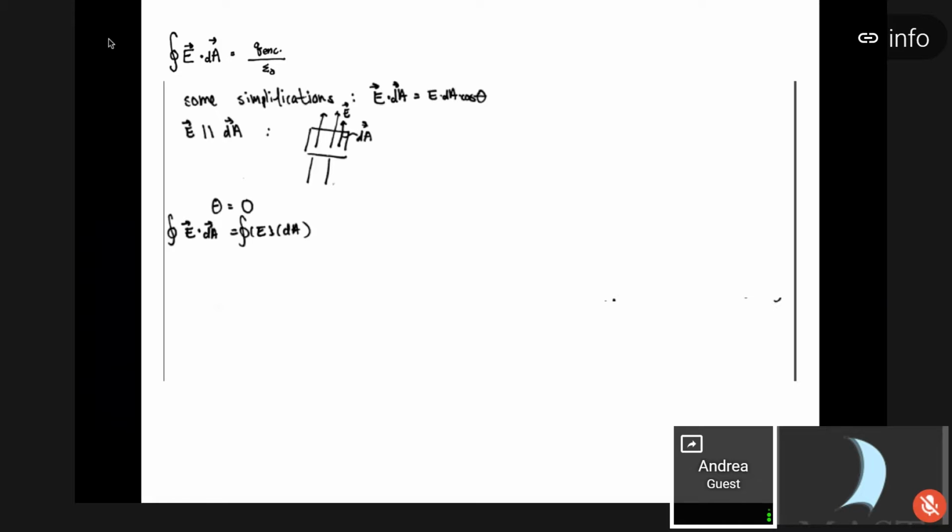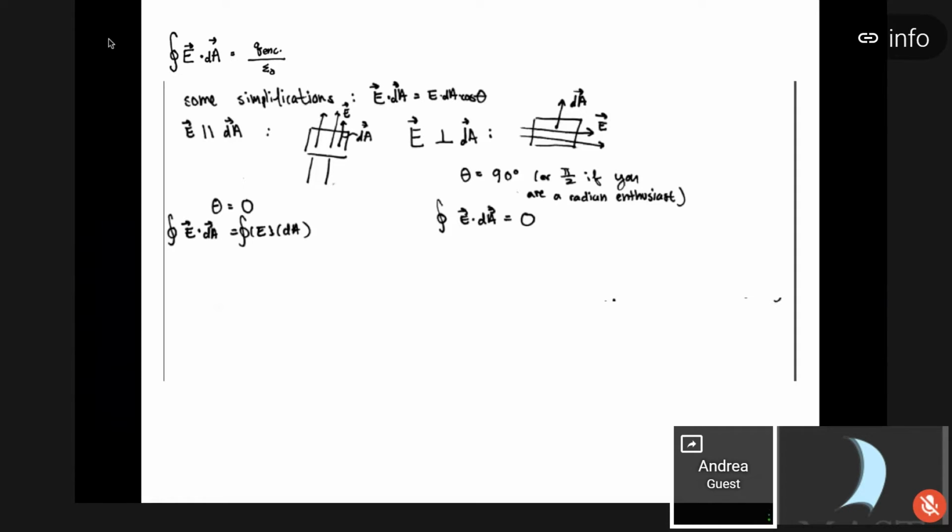The second example is even simpler. This is the case where E is perpendicular to dA. That is, you have a field that's flowing along your surface. In this case, theta is 90 degrees, cosine of theta is 0, and your integral is even simpler because everything just goes to 0. I also want to deal with this integral itself.